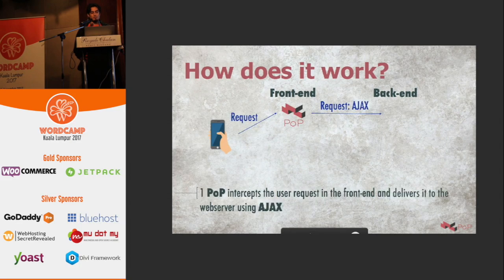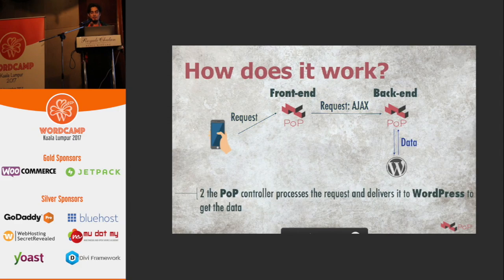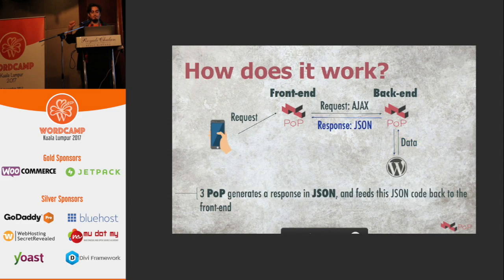So how does it work? It captures the request on the front end and sends it to the web server using Ajax. Then in the web server, we just get all the data that we need from WordPress. We give it back as a JSON call. I'm not using the WordPress REST API. I'm using something that is part of POP. Actually, it's more comprehensive in a way. I will show you why later on.